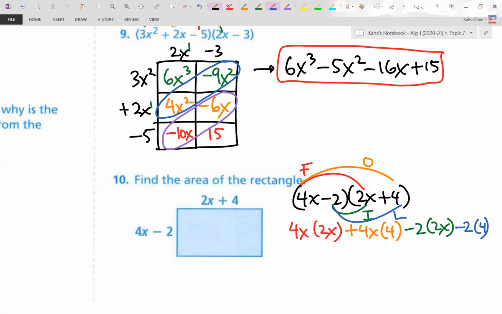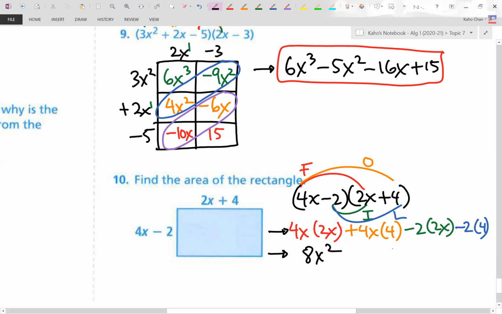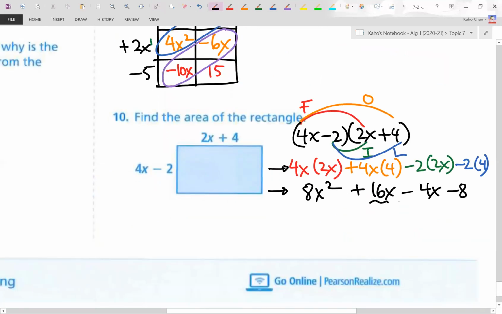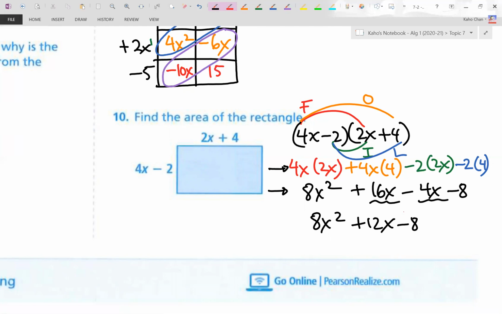Let's clean that up. Whoops, sorry, boo-boo there. 4 times 2 is 8x squared plus 16x minus 4x right there, minus 8. The middle two terms can be combined together. 16 minus 4 is, of course, 12. And there's your area, ladies and gentlemen, area of that rectangle.